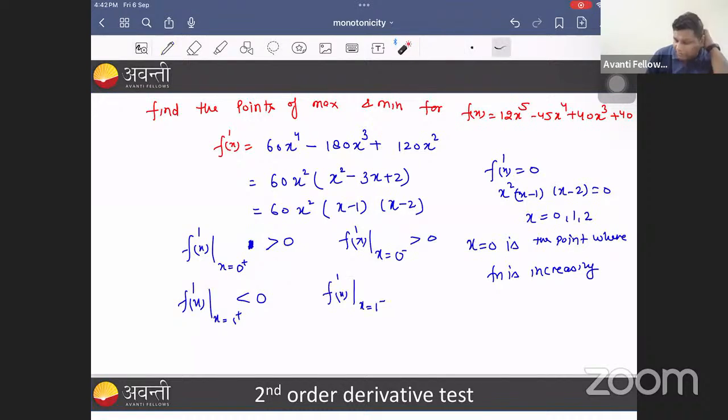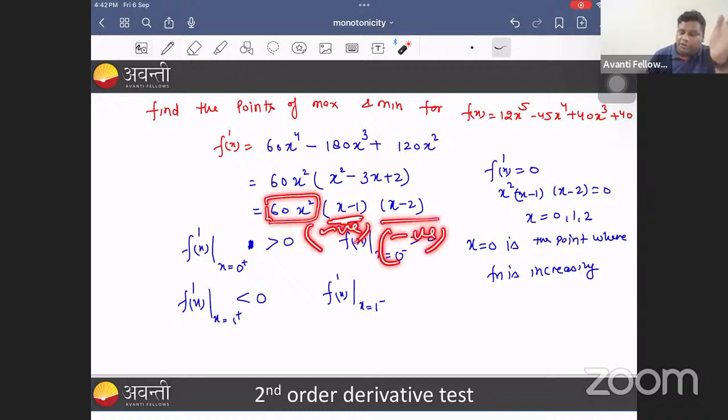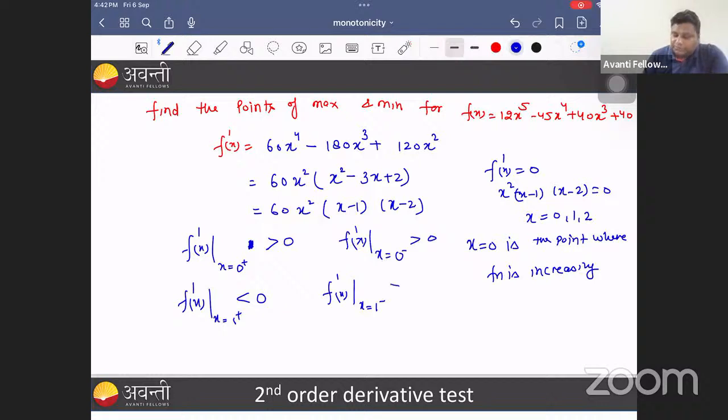Now in the left of 1, 60x square is certainly positive. x minus 1, since you are in the left of 1, is going to be negative, and this is also negative. So the overall product is what? Positive. So in the left of 1, the function is increasing. In the right of 1, the function is decreasing. Increasing to decreasing means like this. So x equals 1 is a point of maxima.